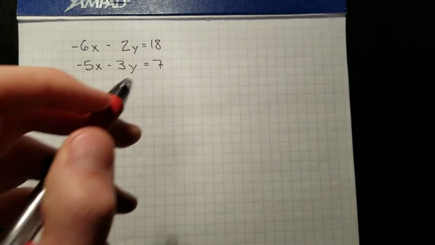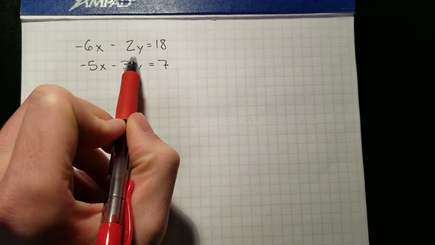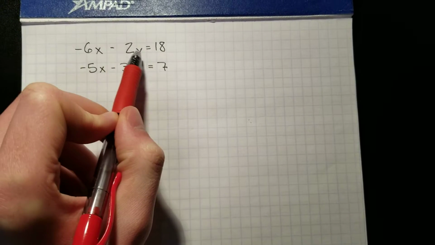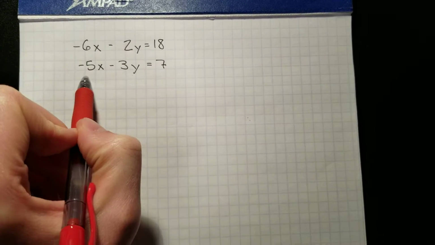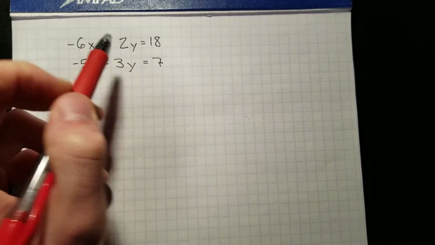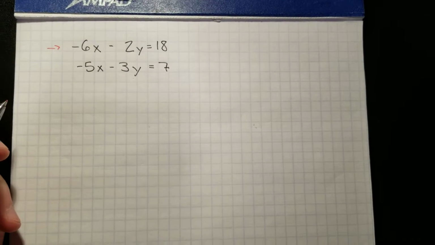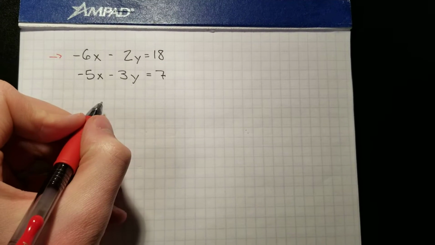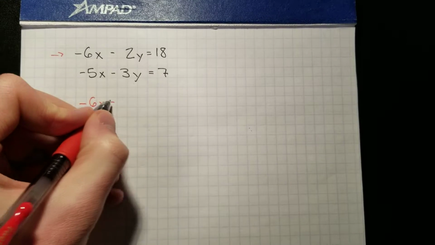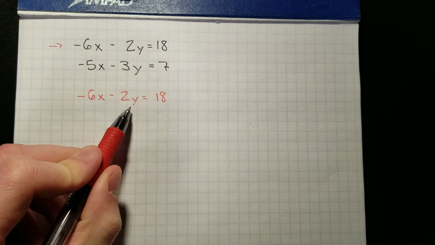Now, we need to pick out which variable seems easiest to get by itself. In this case, I know that because 2 goes into 6, I can get the y by itself. 3 doesn't go into 5, 5 doesn't go into 3, 6 doesn't go into 2, but the 2 goes into 6. It doesn't always matter which one you solve for. Sometimes it will just make it easier because you will avoid having fractions. So we're going to take this top equation, negative 6x minus 2y equals 18, and we're going to solve for y.